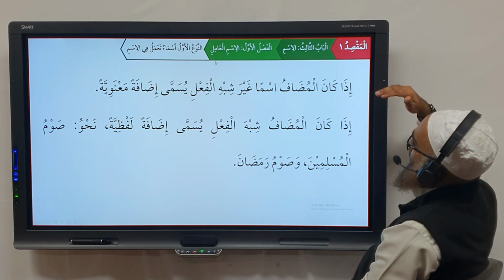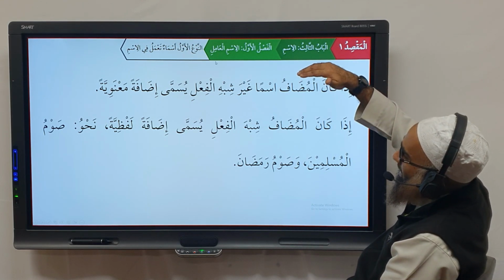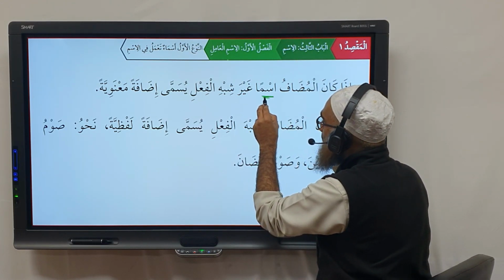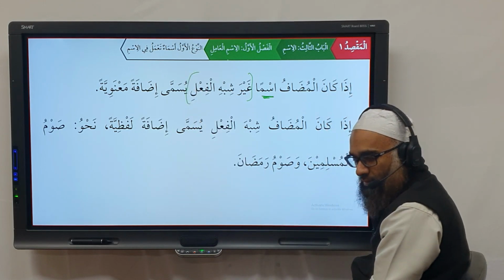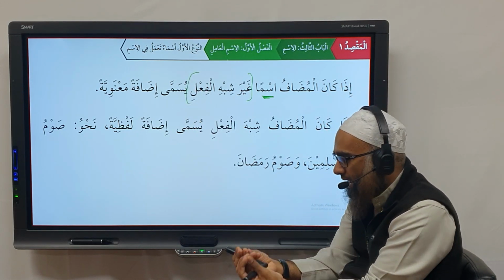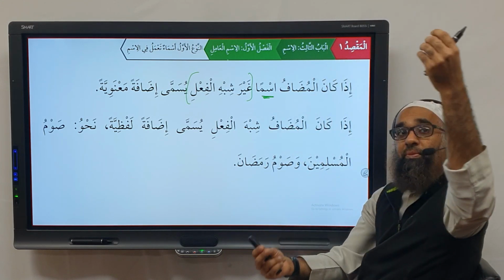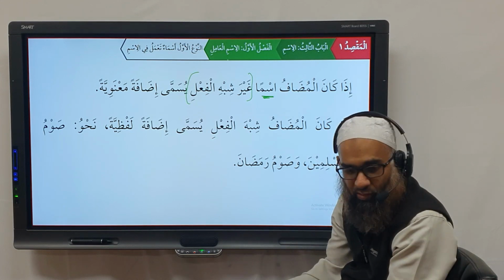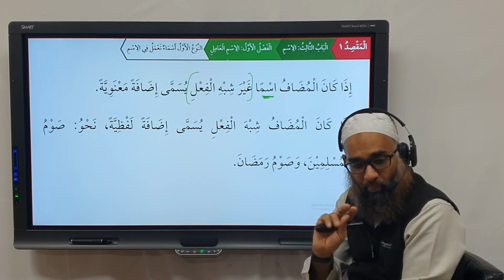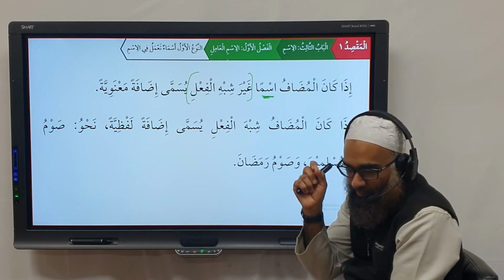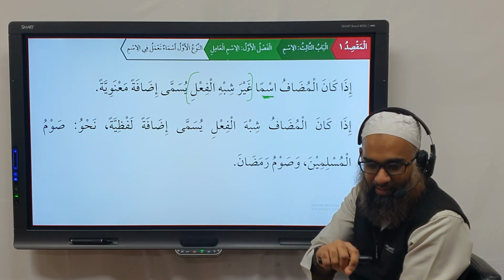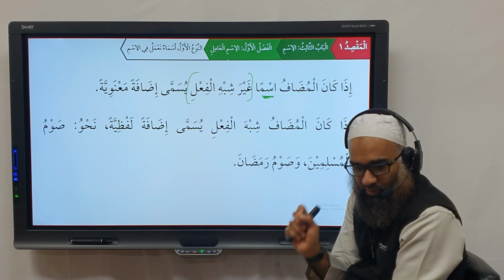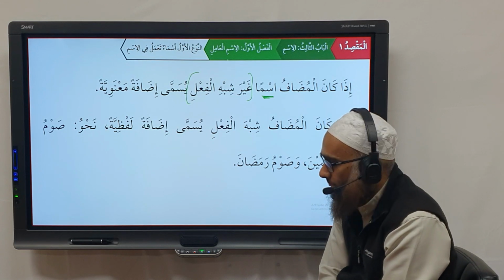So now this is what we're saying here. إذا كان المضاف اسما غير شبه الفعل. If the مضاف is a noun which is not a شبه الفعل, meaning a normal noun like kitab, qalam, mic, microphone, heater, light, misbah, bab, nafidha, any of these, which is not a شبه الفعل. You call it إضافة معنوية, basically إضافة لفظية ومعنوية, but we don't have to add the word لفظية. It's called إضافة معنوية, meaning an actual إضافة which gives the meaning of إضافة.